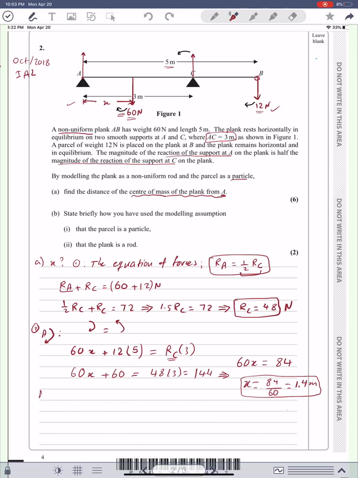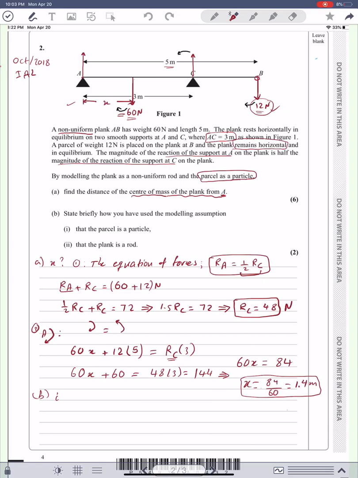Part B. We can answer these questions only by reading the question well. He says, state briefly how you have used the modeling assumption that it is in equilibrium, and that the parcel is a particle. What does he mean by this question? What did we assume? We assumed two things: that the parcel, like he said, is a particle, and the plank remains horizontal when we add this force.